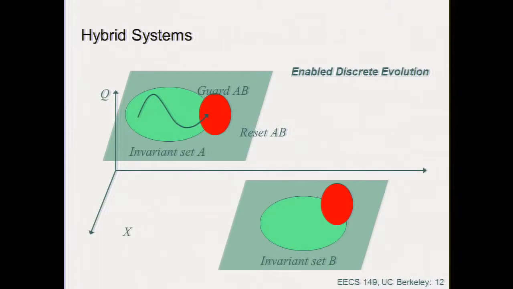Okay, so now I told you about this wonderful thing that is called hybrid systems. What are hybrid systems? Hybrid systems are models that combine a finite state machine with continuous evolution. It's a combination of the two. Now, in what sense is it a combination of the two?